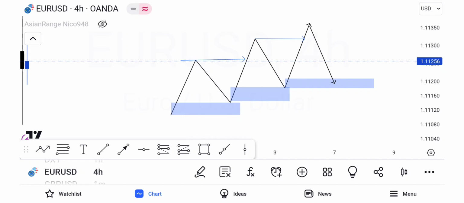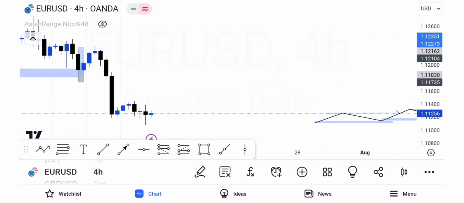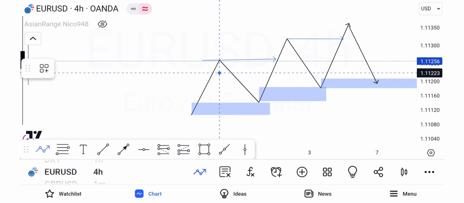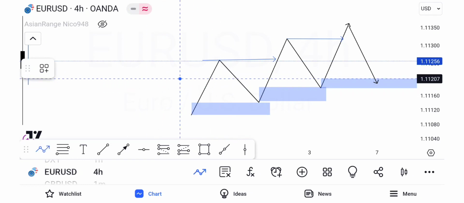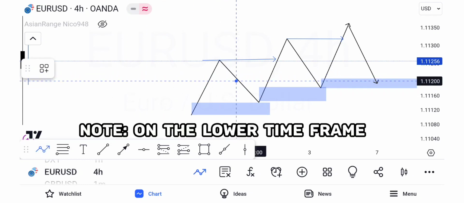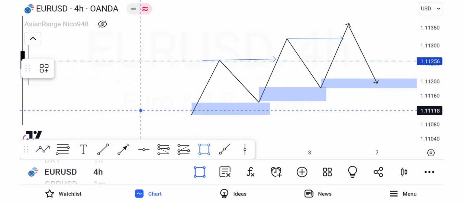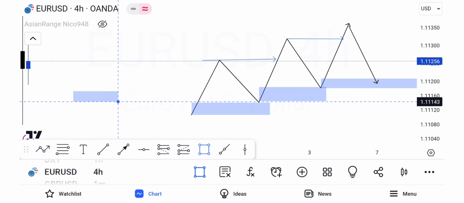Now, on this fresh demand level that was created in the market here, you want to see the market do something like this. This is where change of character comes into play. On the lower time frame, you want to see the market do something like this. Let's say this was the demand level that was created.